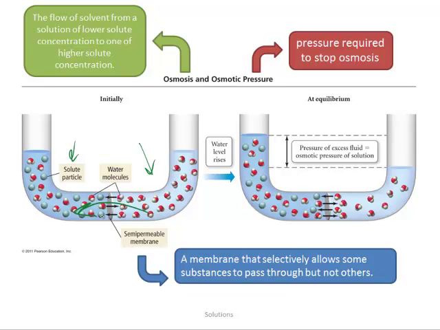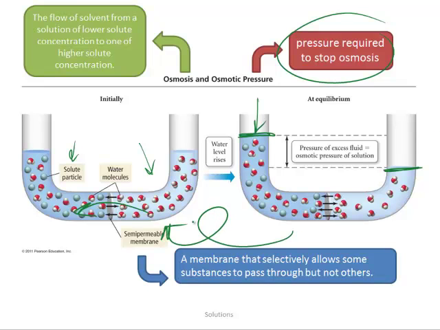What that creates in this sort of experiment is a difference in pressure. Because the water level is higher on the left side than the water level on the right side, there's a different pressure. Now, osmotic pressure refers to the pressure that would be required to reverse or stop this process. So if you apply pressure on the left side, you can reverse this process back to the initial state. How much pressure you need to apply is referred to as osmotic pressure.